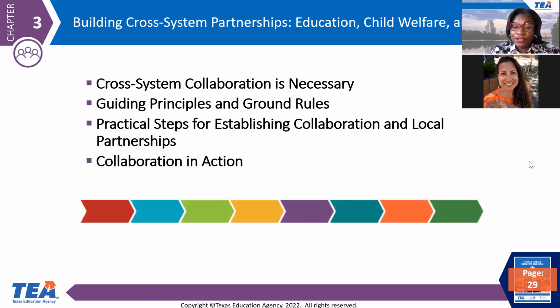So now let's talk about chapter three. Chapter three, the color is purple, which means we're still working on cross systems and collaboration. The title of chapter three is Building Cross System Partnerships with Education, Child Welfare, and the Courts. The topics that will be discussed in chapter three are why cross system collaboration is necessary, guiding principles and ground rules, practical steps for establishing collaboration and local partnerships, and collaboration in action. Chapter three begins on page 29, and we want to focus on the importance of collaboration with DFPS and the school, the local education agency.